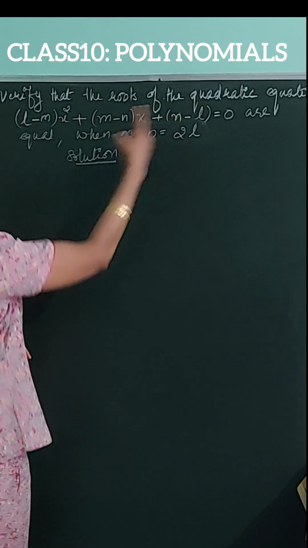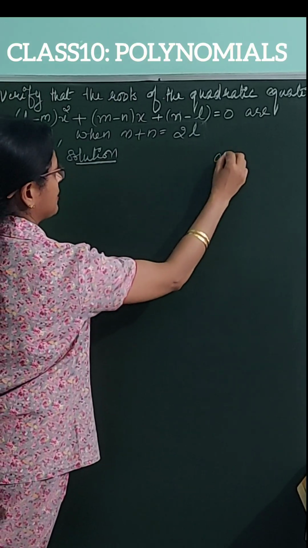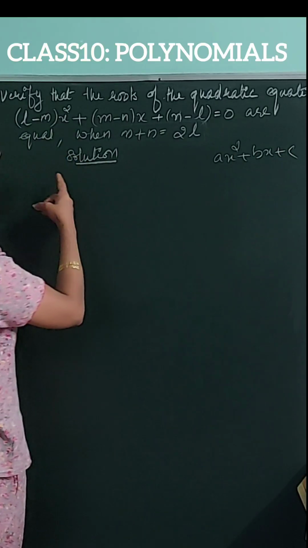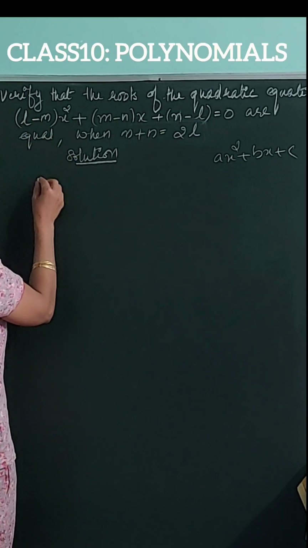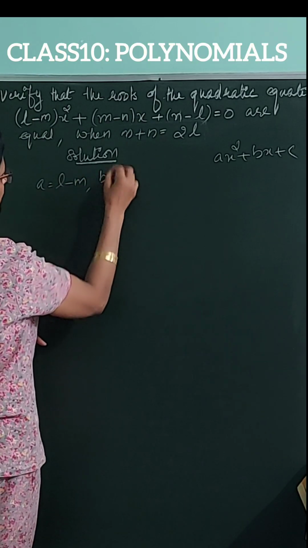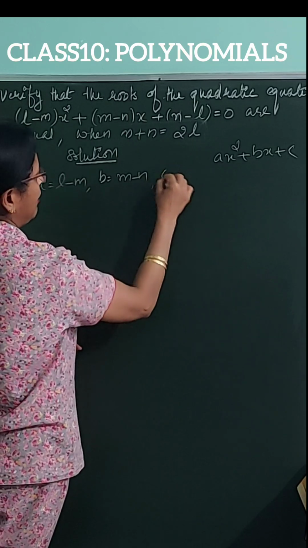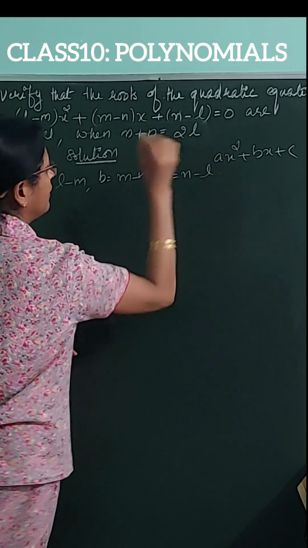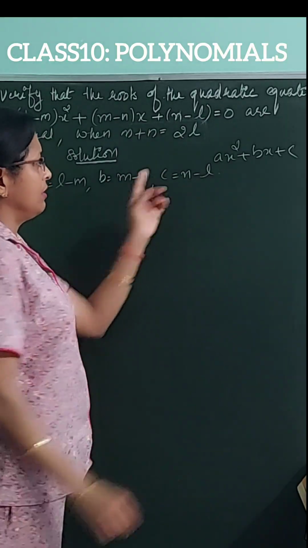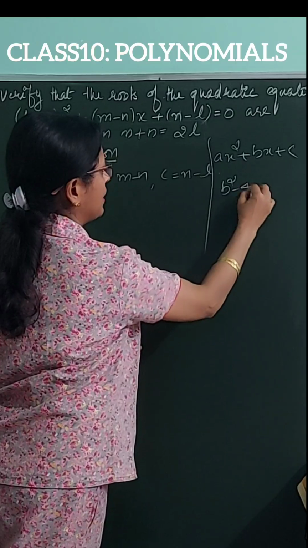So from the equation, see, comparing this equation with ax square plus bx plus c, the standard equation, you can see that the value of a here is L minus m, b will be m minus n, and c is n minus L. So if the roots are equal, what we have learned? We know that if the roots are equal, b square minus 4ac will be 0.